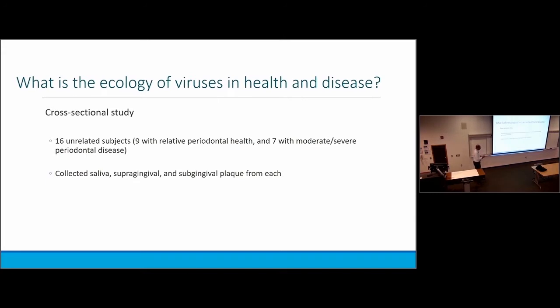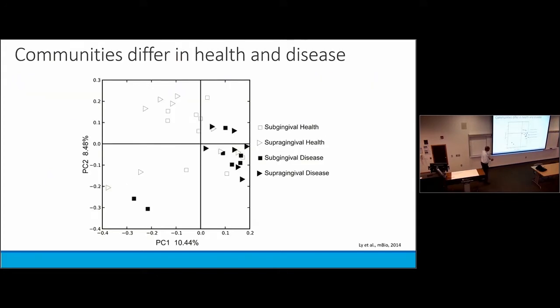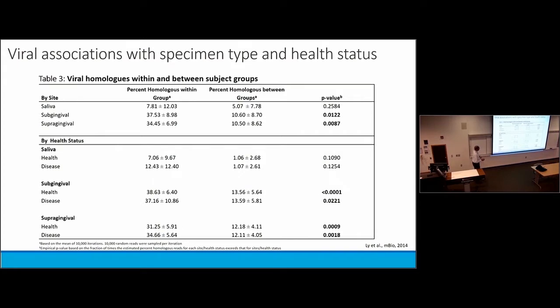So we did this cross-sectional study, with 9 people with periodontal health and 7 with moderate to severe periodontal disease, and this pattern emerged really immediately. We looked at supragingival plaque, subgingival plaque, and saliva, with subgingival plaque probably being the sweet spot when you're interested in periodontal disease. All the black are patients with disease. All the white generally represent patients with periodontal health. There's a clear pattern that has emerged, and we can show that this is highly statistically significant.